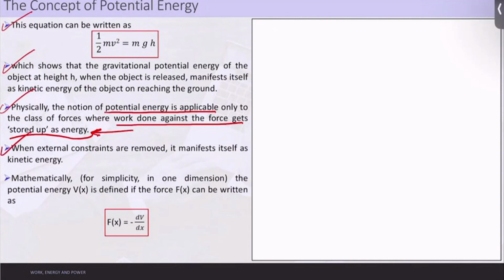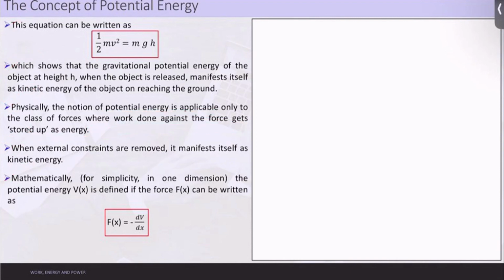Okay, fine. The next thing is, when the external constraints are removed, it manifests itself as kinetic energy. So basically we are saying that when we remove the constraint and allow it to free fall, finally this completely stored energy is converted into kinetic energy. Okay, fine. Next thing is, mathematically for simplicity in one dimension.